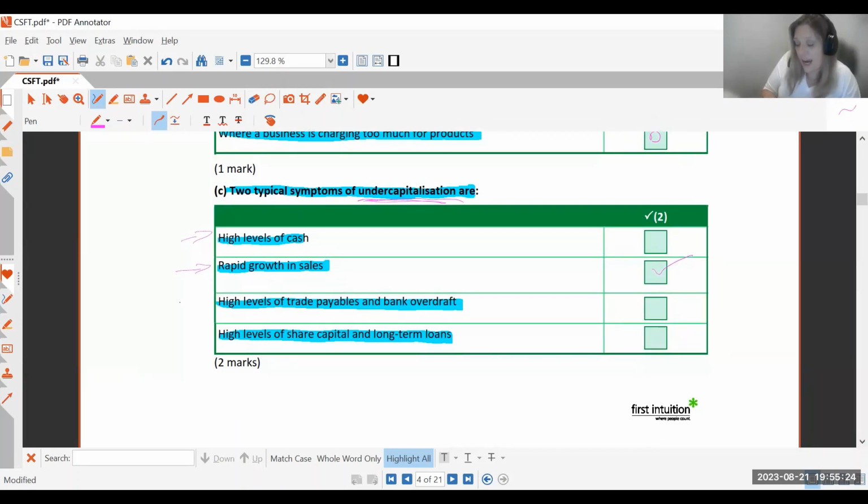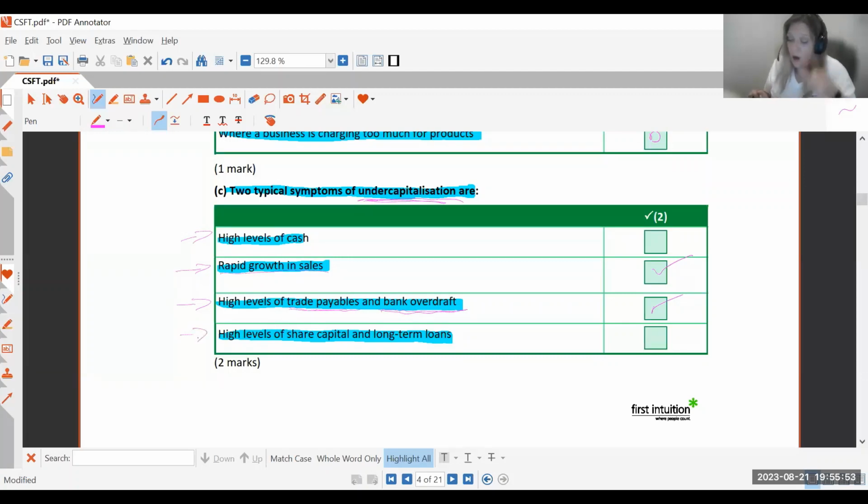High levels of trade payables and bank overdraft. So here we owe lots of money to our suppliers and we're in the overdraft, so we owe money to the bank as well. So if we've got high sales, but we can't pay our suppliers and we can't pay back our overdraft, there's something seriously wrong. So this would also be a sign of under-capitalization or overtrading.